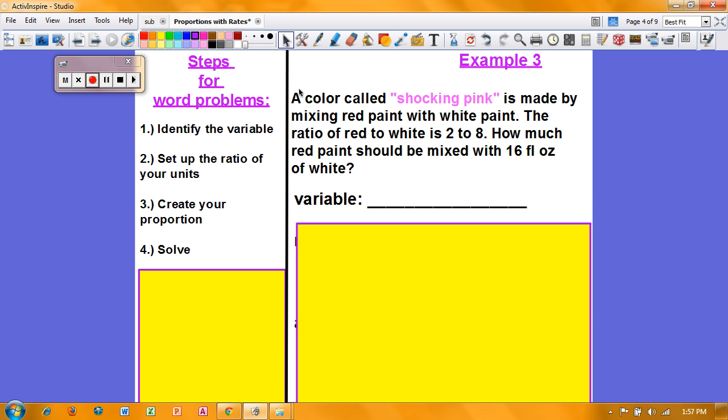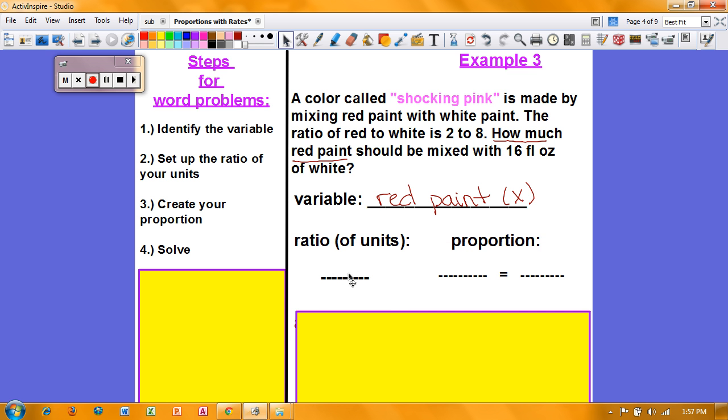Alright, first we want to identify the variable. That's just whatever we don't know. So that's whatever the question is asking. It wants to know how much red paint we need. So our variable is the red paint, and I'm just going to use X to represent it, but you can use whatever letter you would like.